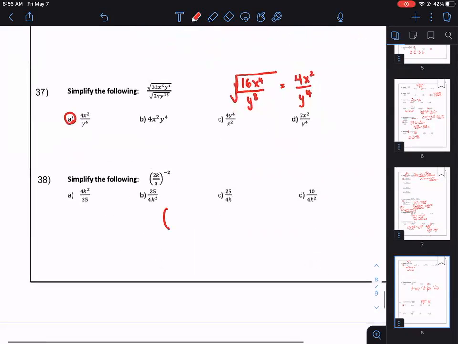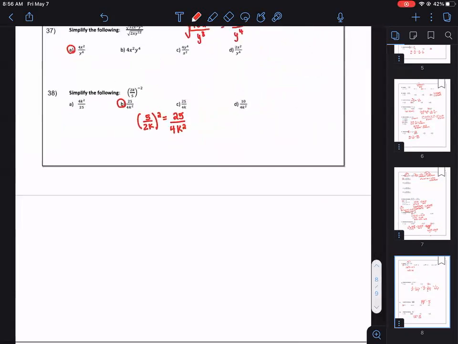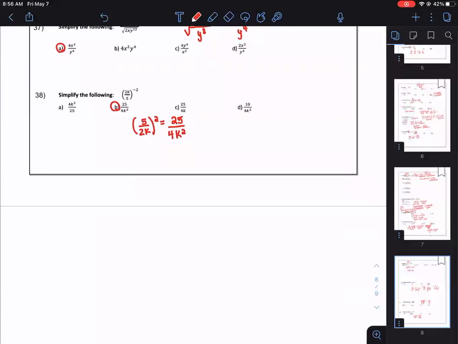Again, we can take the reciprocal of the entire fraction to make the exponent positive, and then we raise everything to the power. 25 over 4k to the second power. And that should be the end of our review. So please, again, review all of your notes and homeworks, and we can go over some on Monday as well.